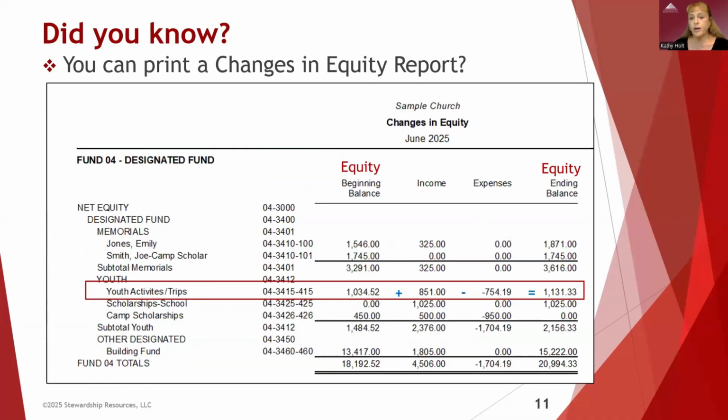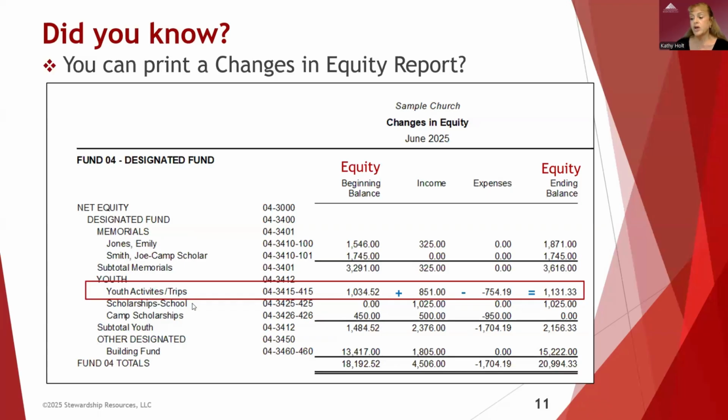Did you know that with the proper setup, you can print a changes in equity report? And this report is really sweet. It has the beginning equity balance. See, those middle four numbers begin with a 3. So it has the beginning balance for the period you choose up here.